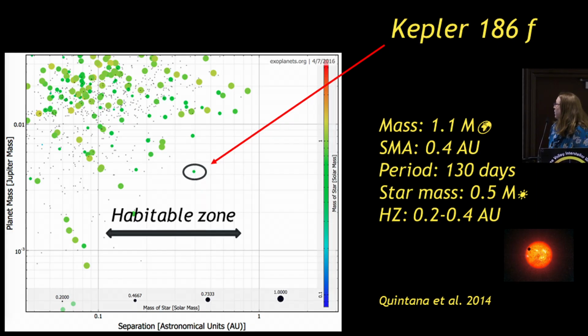Another one that's a lot like the Earth is Kepler 186f. Now, of course, it's really far away, as most of the Kepler planets are, but it has a mass of 1.1 times the mass of the Earth, and it's in its habitable zone, roughly on the outer edge, but it also orbits an M-dwarf. So that habitable zone is a lot closer to its star than the Earth's, and it has a period of 130 days.